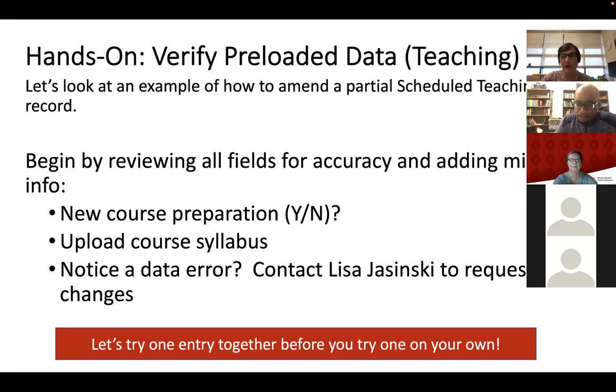We talked a little bit about verifying your preloaded data for teaching. You have the ability to tell us a little bit more about your classes if that's something you want your chair to consider in your evaluation. You can click a box whether or not it was a new course preparation. If you wanted to, you could put your course syllabus in there. And like I said, if you notice a data error, like one of your classes is missing or the enrollment doesn't seem to match your records, you can reach out to me or Kevin or Martha, and we can definitely do some research and digging and find out where the discrepancy came from.